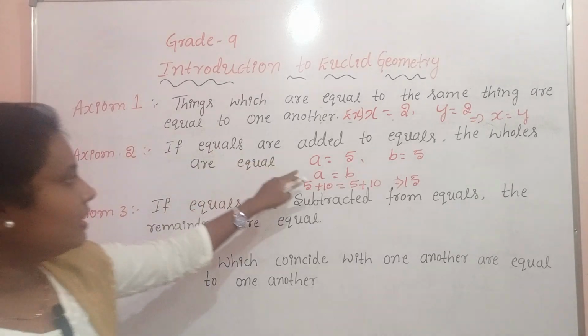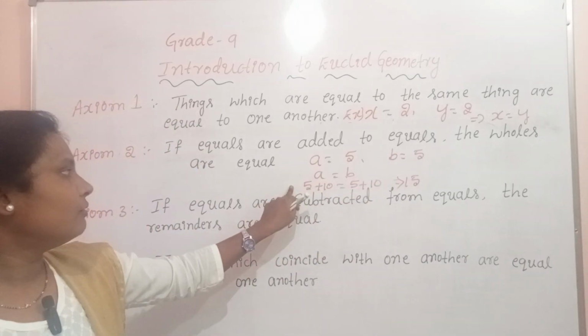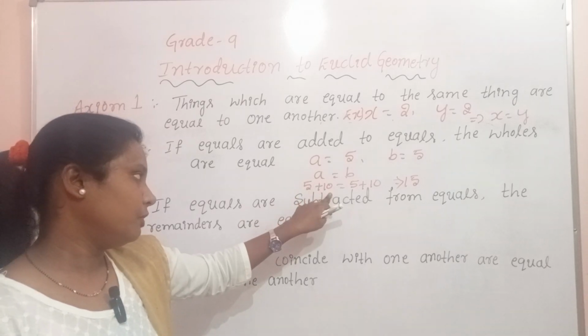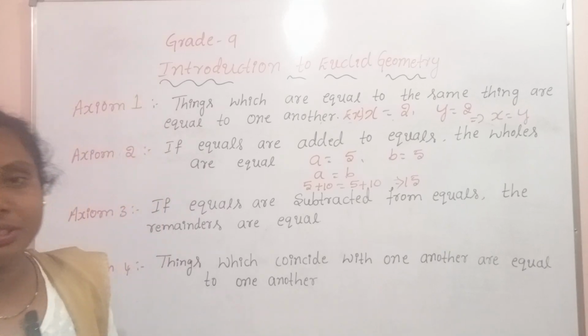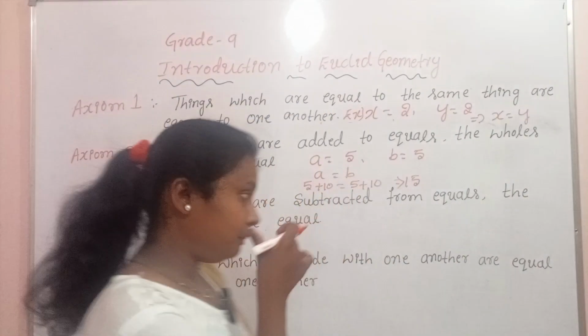If equals are added, here 5 and 5 are equal things. If you add 10 to that, 5 plus 10 you will get 15. Here also 5 plus 10 you will get 15. 15 is equal to 15. The wholes are also equal.